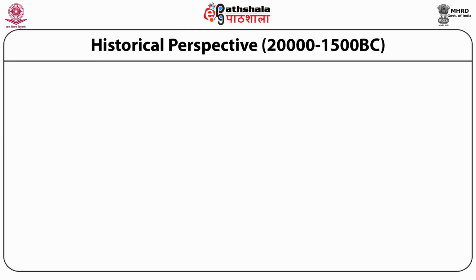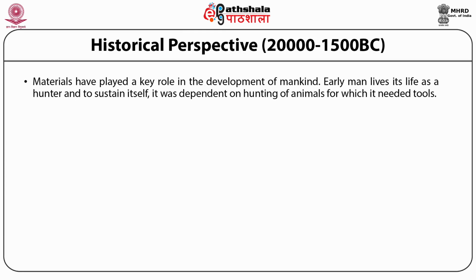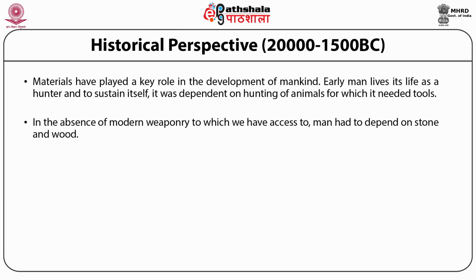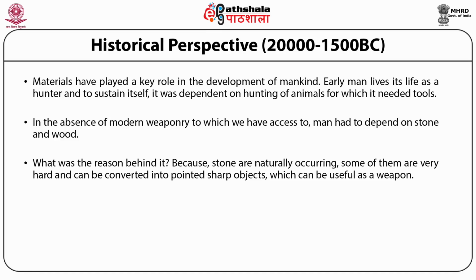Historical perspective of materials. Materials have played a key role in the development of mankind. Early man lived its life as a hunter, and to sustain itself, it was dependent on hunting of animals, for which it needed tools. In the absence of modern weaponry to which we have access, man had to depend on stone and wood. What was the reason behind it? Because stones are naturally occurring, some of them are very hard and can be converted into pointed, sharp objects, which can be useful as a weapon.